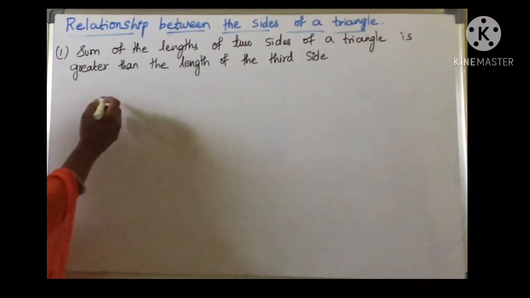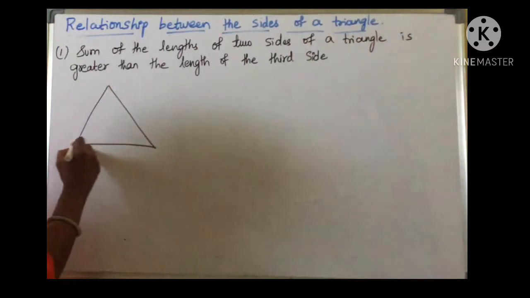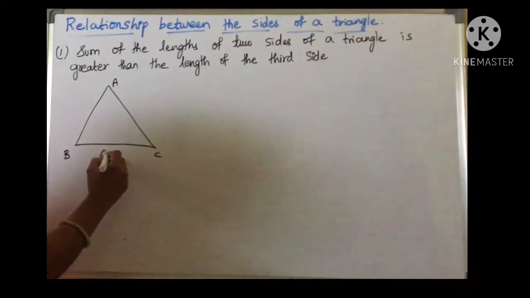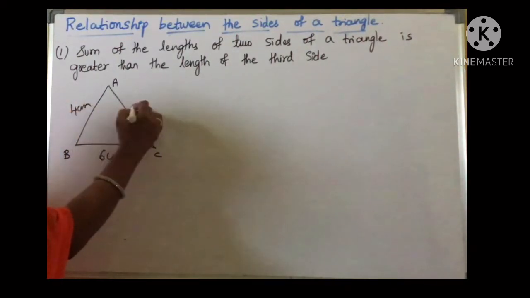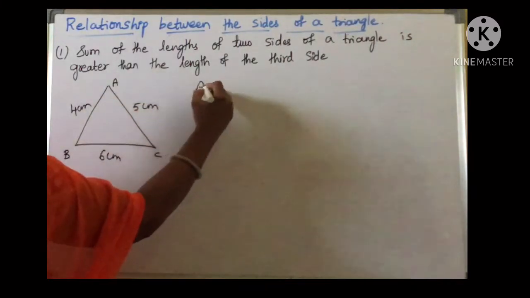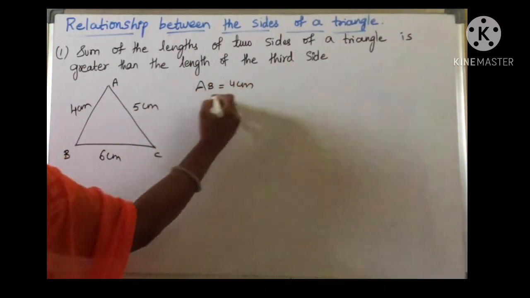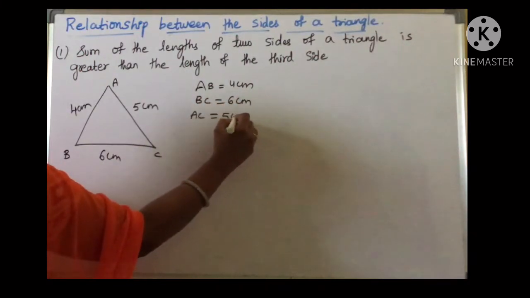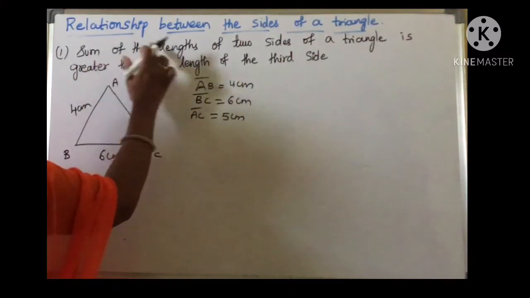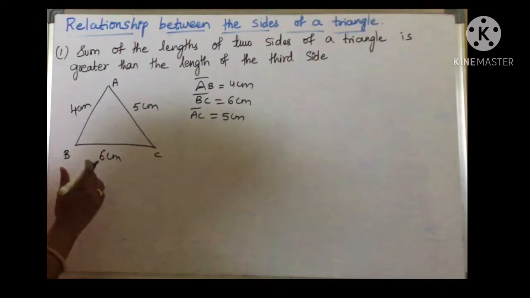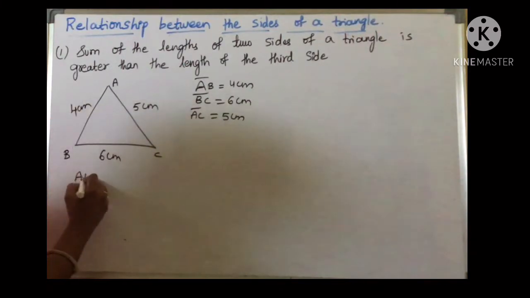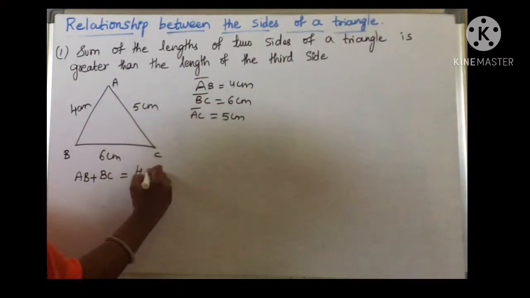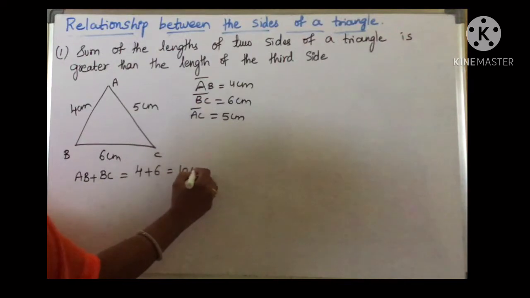For example, I am taking one triangle here, A, B, C. Okay, so here 6 centimeters, this is 4 centimeters and this is 5 centimeters. Here AB is 4 centimeters, BC is 6 centimeters and AC is 5 centimeters. So we need to check here the sum of lengths of any two sides of a triangle. So here I am taking first AB plus BC, means I am adding these two. So how much did you get? 4 plus 6, that is 10 centimeters, right?